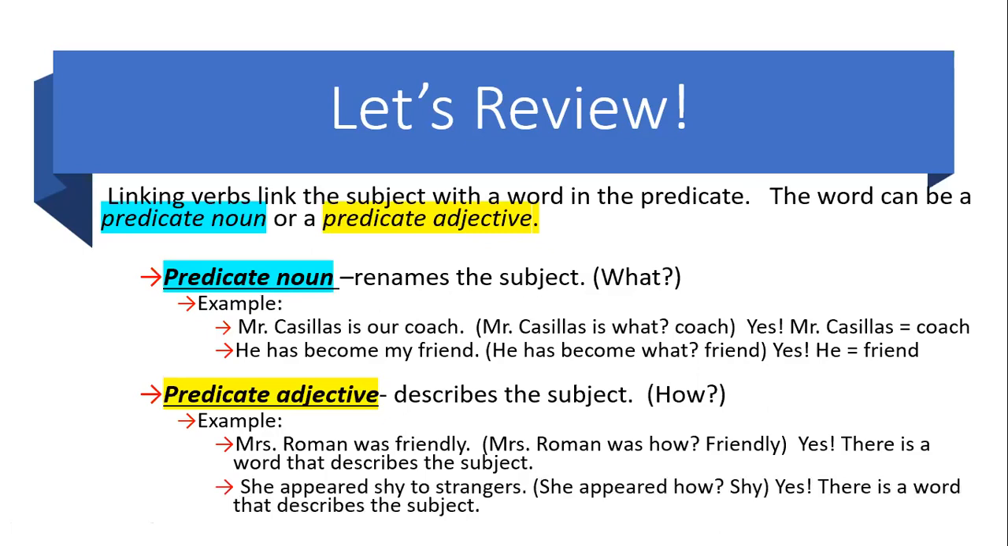All right. So let's look at the next sentence. She appeared shy to strangers. We identify the verb, appeared, and we identify the subject, she. She appeared how? She appeared shy. So shy is a word that is describing the subject, okay? So when a word describes the subject, it's called a predicate adjective.